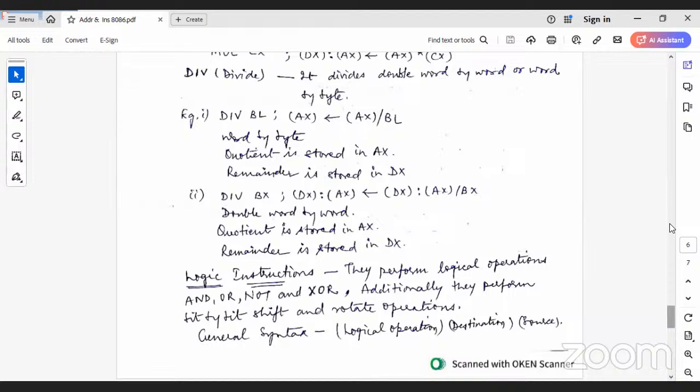See, now you are having the AX register. If you see the block diagram, AX will be written as AH AL. AH is your higher byte. AL is your lower byte. So now if you take AX and BX, it means it will become 2 words. AX is 1 word, BX is another word.